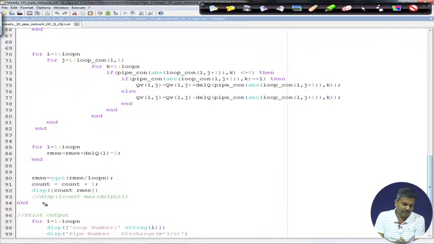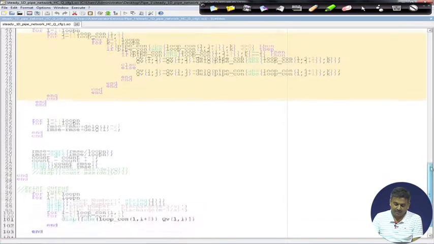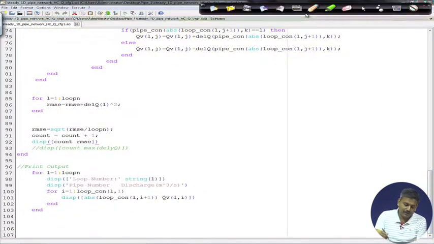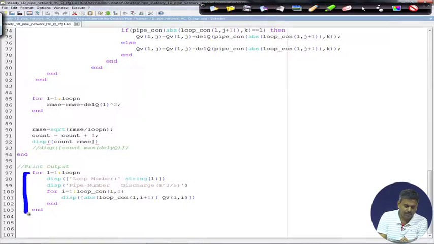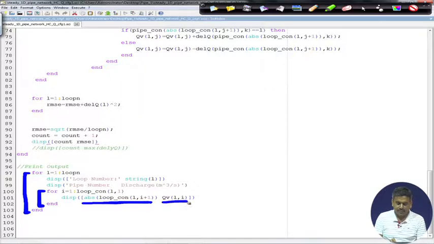If there is convergence, obviously this while loop will be terminated and I will get the discharge values for different loops, and these are the different connected pipes. Obviously, this abs value means the actual global pipe number, and QV is the discharge value with proper sign for that Lth loop.